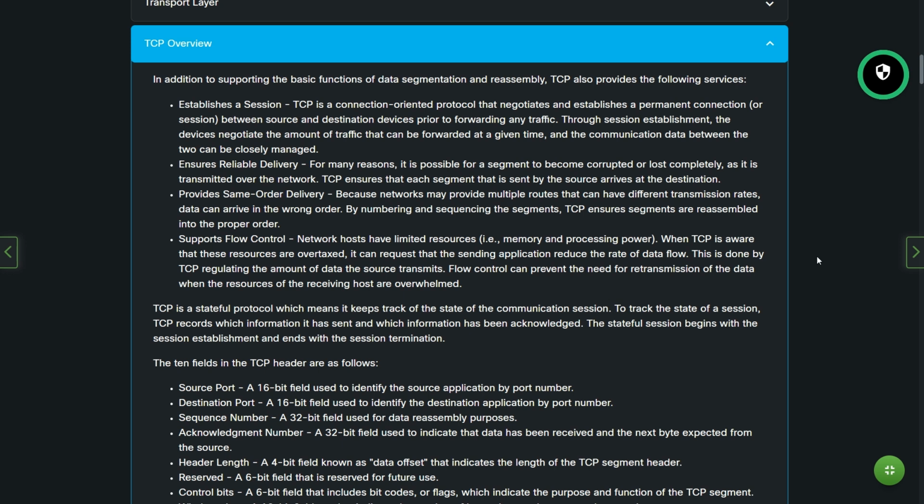Network hosts have limited resources, for example, memory and processing power. When TCP is aware that these resources are overtaxed, it can request that the sending application reduce the rate of data flow. This is done by TCP regulating the amount of data the source transmits. Flow control can prevent the need for retransmission of the data when the resources of the receiving host are overwhelmed.